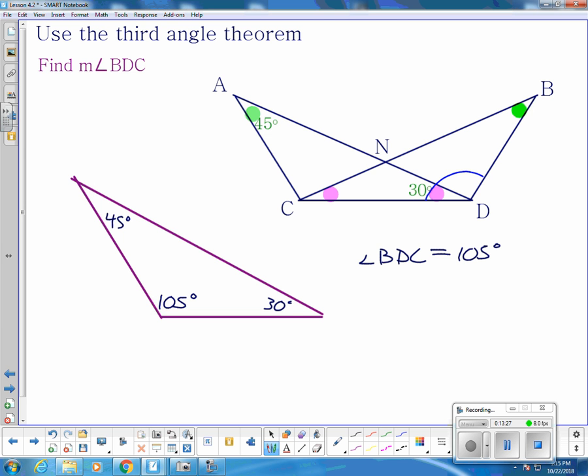First two angles were congruent, so that third one has to be congruent. So I can find it in this triangle and label it in the other triangle. Make sense?